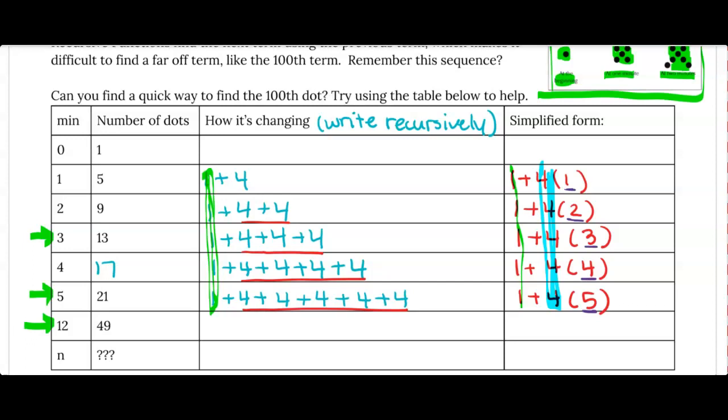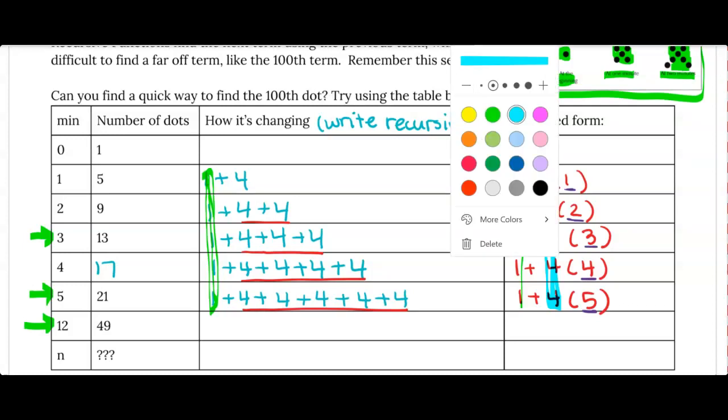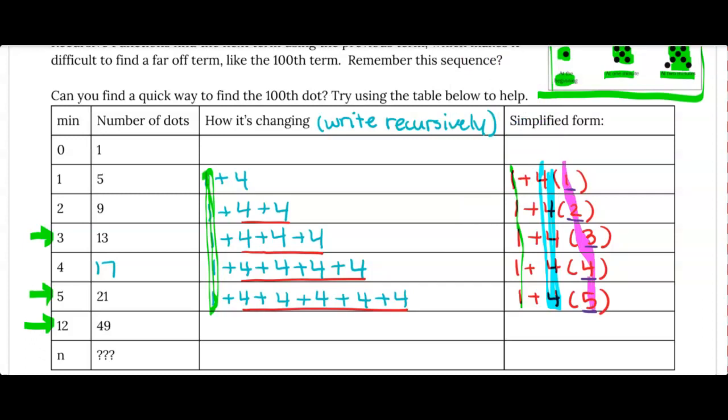And if you notice, these numbers are the same as these numbers. The number I'm multiplying by is the same as the number of minutes for that term. So if I wanted to find the 12th term, I already know it's 49. But let's see if I can write an expression here to match.